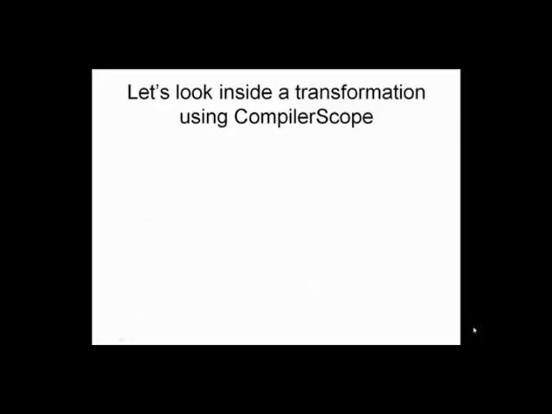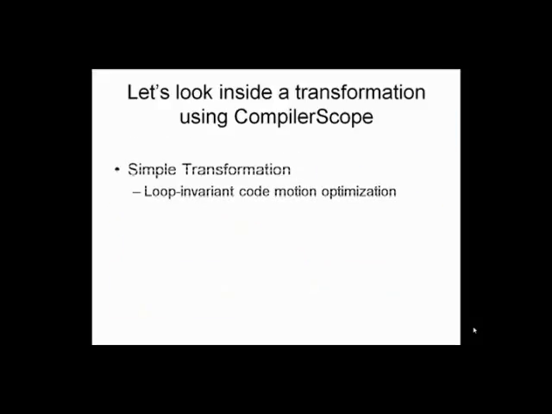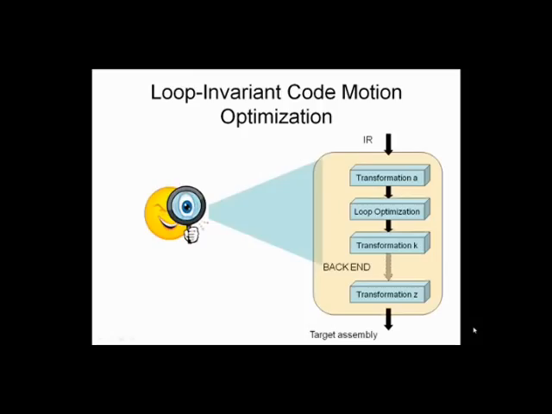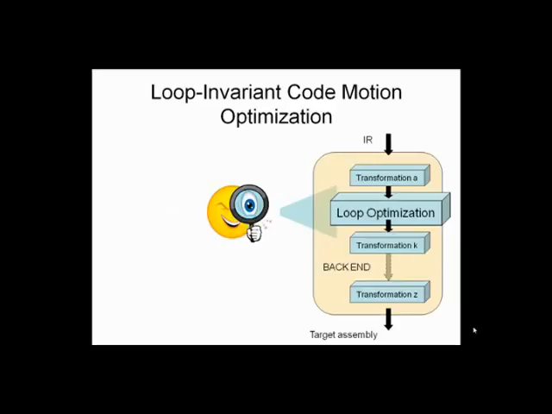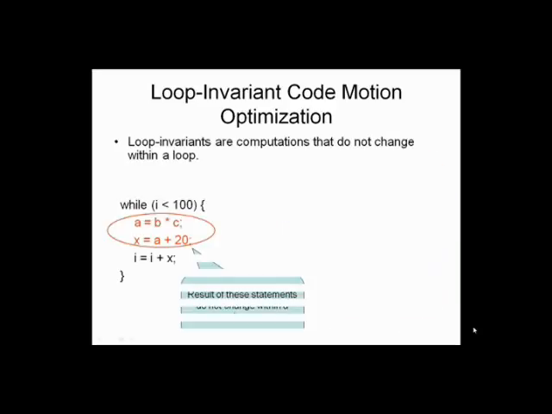Now since we know how to use the compiler scope, let us use it to look inside an optimizing transformation. We'll start with a simple transformation called loop invariant code motion that optimizes the loops in the program. This optimization is also implemented as a transformation phase in the backend, and the compiler scope gives the view across this phase. Let's spend some time understanding the optimization before viewing it with the compiler scope.